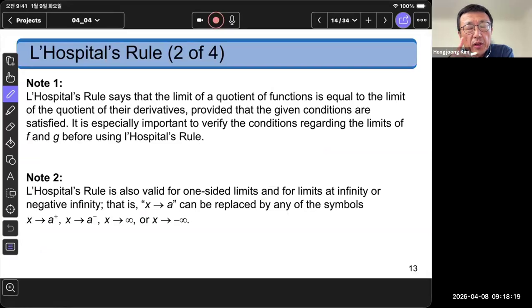And as I said, as x approaches a, this a may be just an ordinary number, or a may be plus or minus infinity, or even when we consider a one-sided limit, say as x approaches a from the right or from the left, or as x approaches plus or minus infinity, as long as the conditions I just mentioned hold, you can apply the L'Hopital's rule.